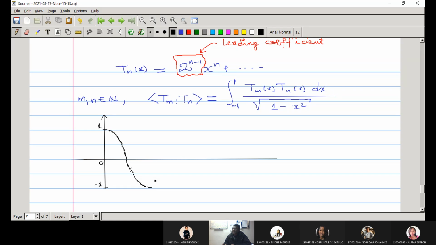And then it will continue like this. And here you have a local minimum, where it's -1. And where it's -1 is pi, because cosine at pi is -1. At 0 it is 1. And this is pi by 2, the middle. And here this is pi and this is 0.